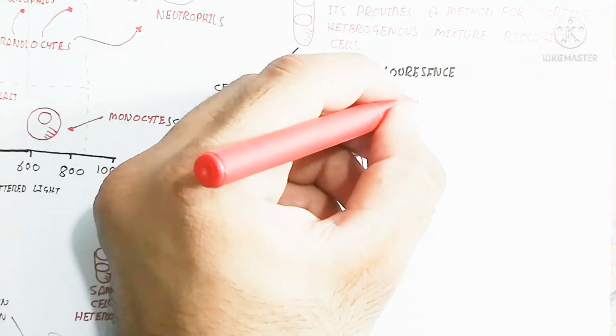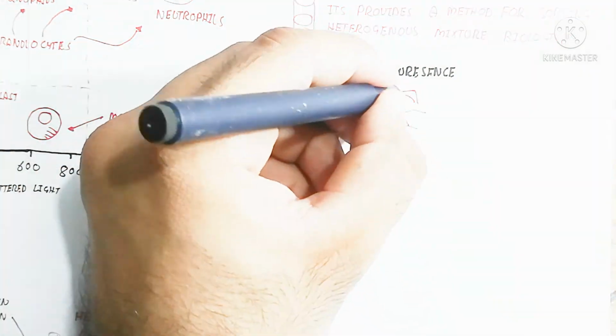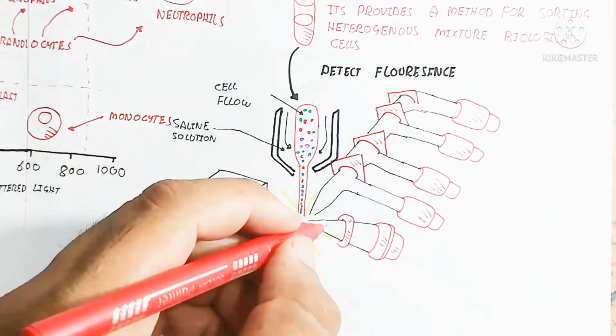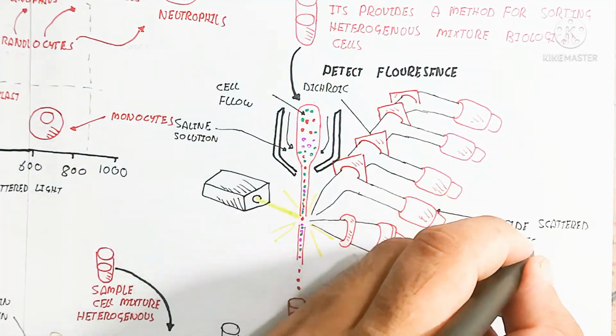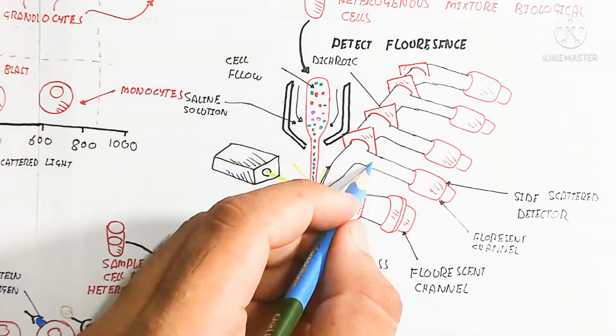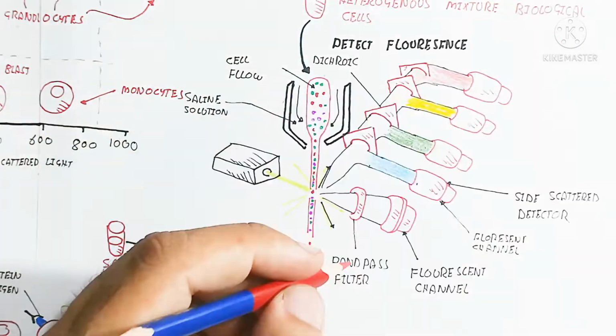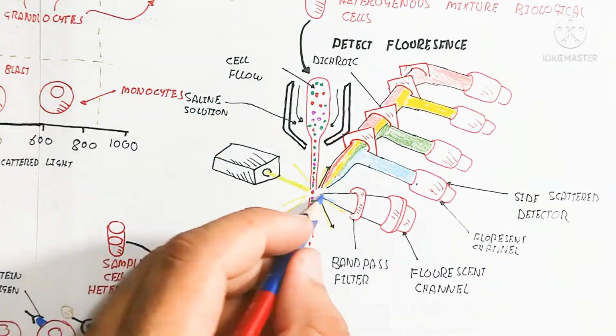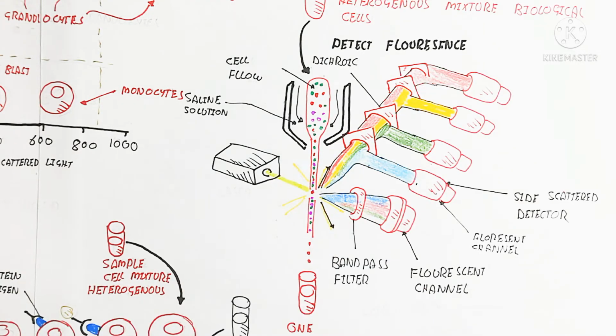So basically the cells flow from the sample. It means the cells move one by one. As the sample moves one by one, the laser beam strikes and produces the color, and this color can be separated. How will its separation occur? So let's begin to understand easily.